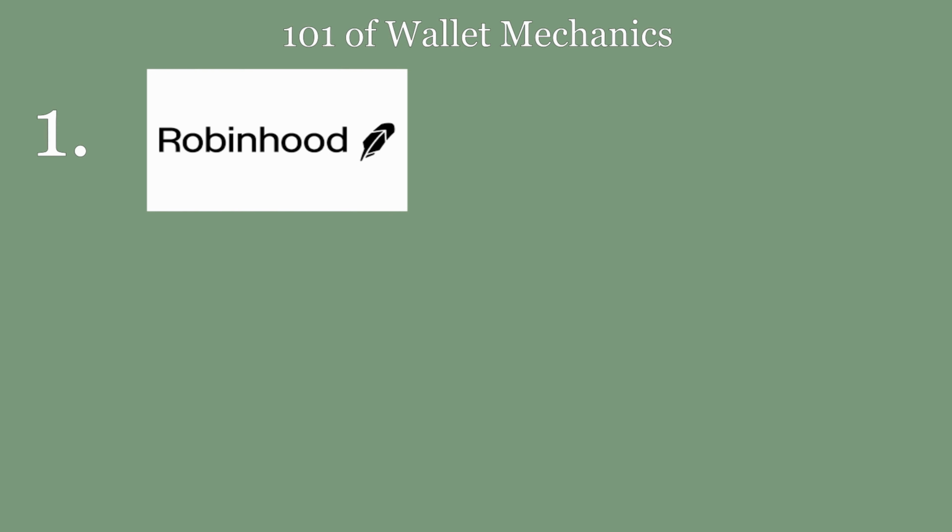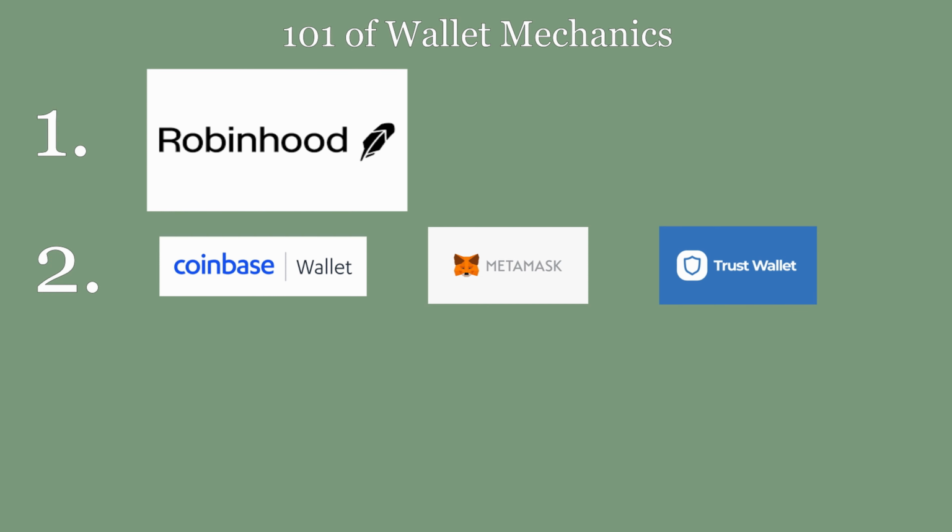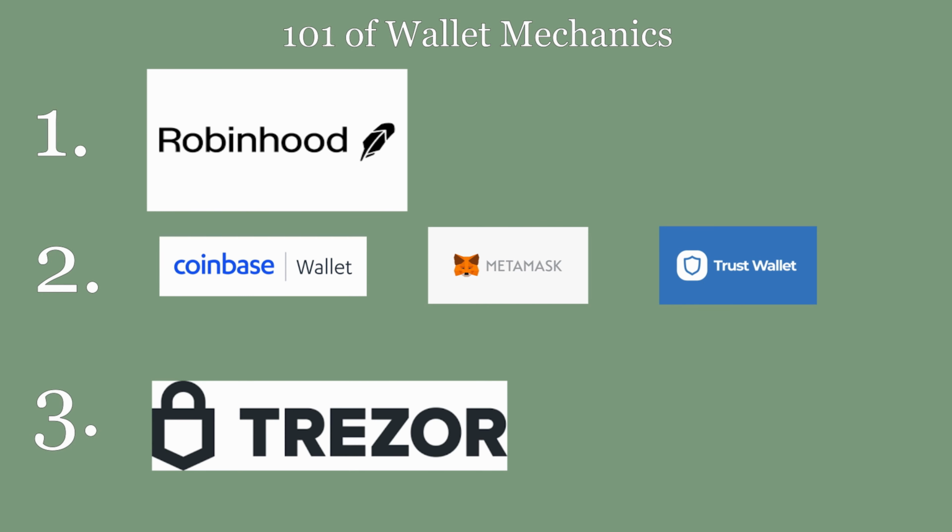There are multiple wallets that we will cover in this episode, but I think it is important to understand the very basic mechanics of each type. There are three that we will cover. The first is institutional accounts such as Robinhood. The second is online wallets such as MetaMask. And the third are hardware wallets such as Trezor wallets.